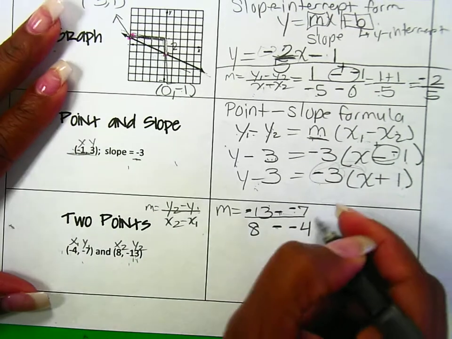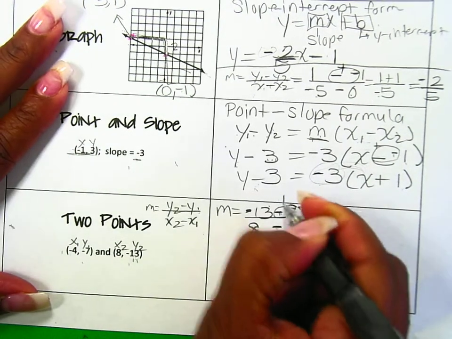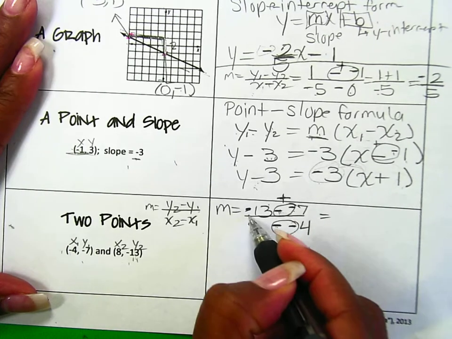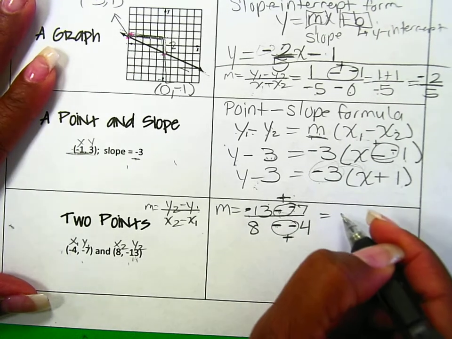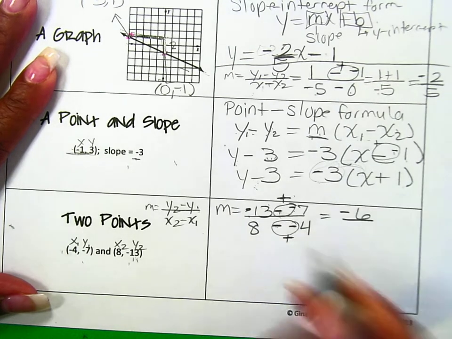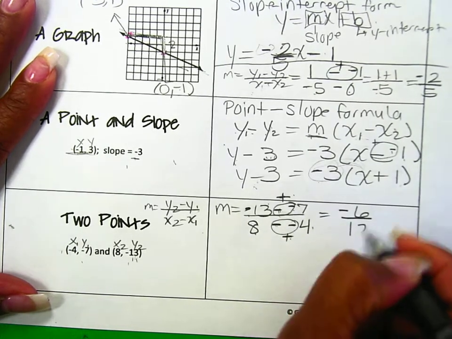So now I'm just going to simplify. We know that a negative and a negative, that's a plus. A negative and a negative, that's a plus. So I got -13 plus 7, which is -6. Okay. Then I have an 8 plus 4, which is 12. You have to simplify.